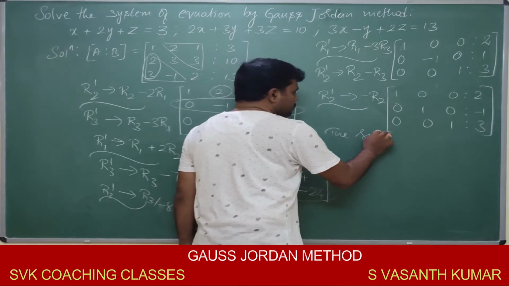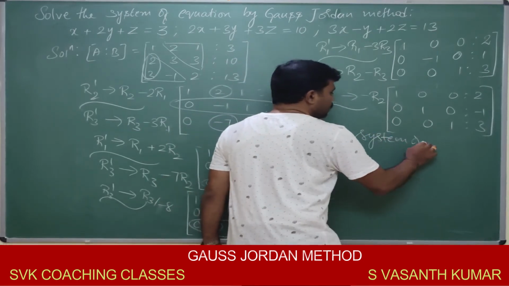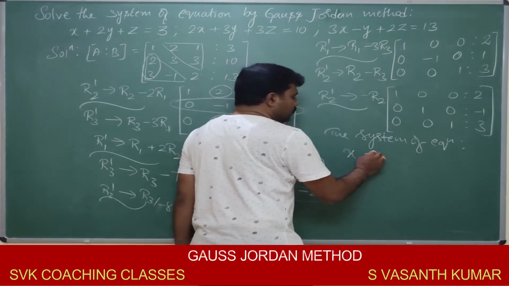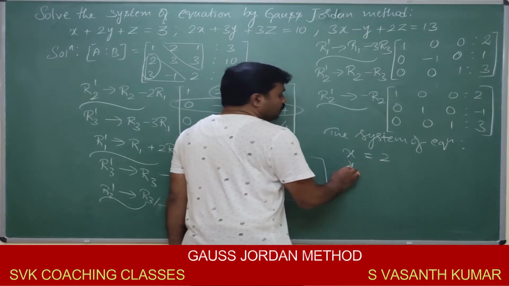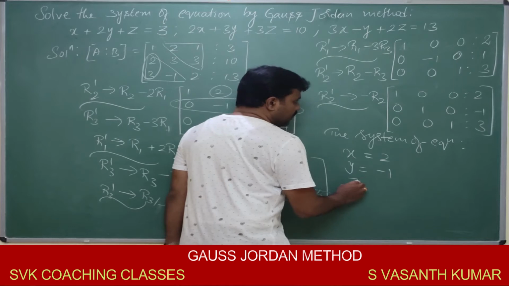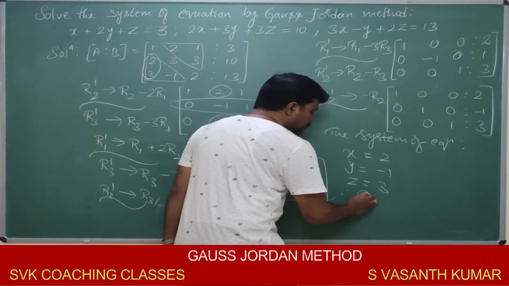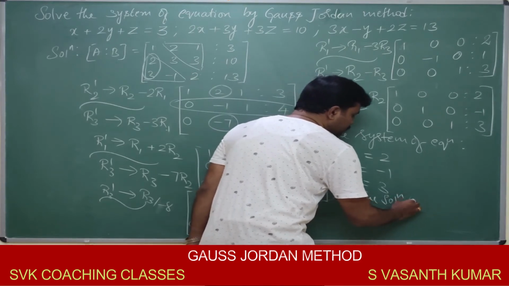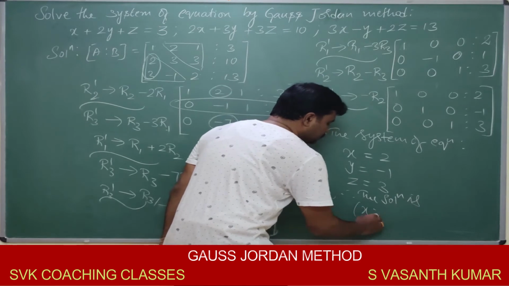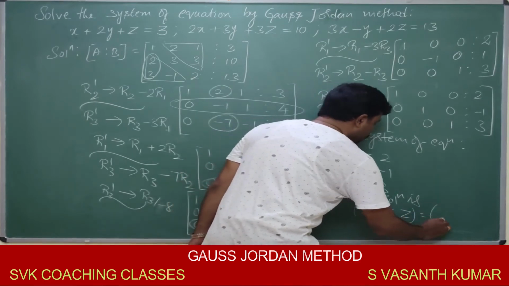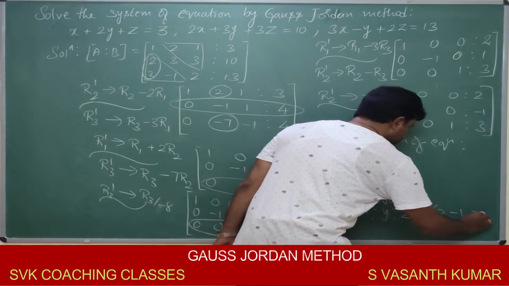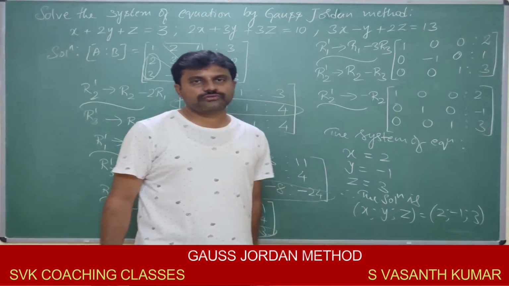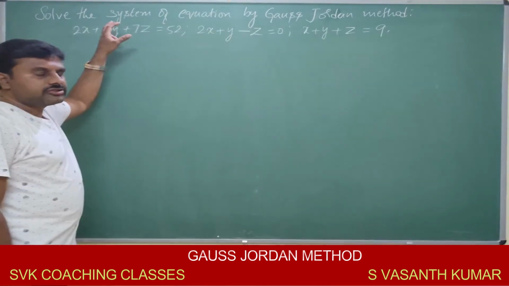Now convert this matrix to a system of equations. The system of equations will be x plus y plus z equal to 2, y equal to minus 1, z equal to 3. Therefore the solution for the given system of equations is x, y, z equal to 2, minus 1, 3. That is the solution of the given system of equations by the Gauss-Jordan method. Let us go with the next problem.